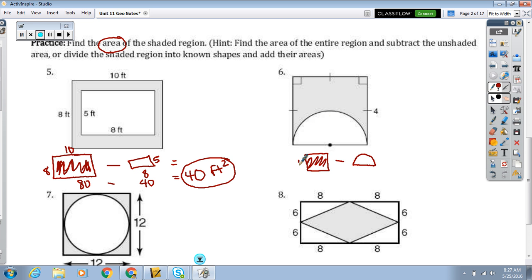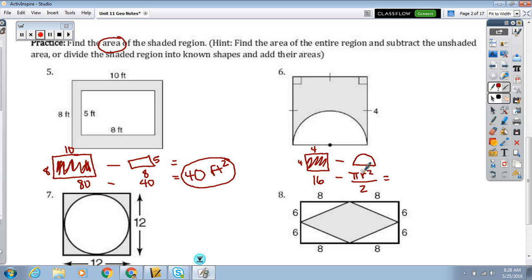So for my square, it's side times side, or side squared. So the outside shape has an area of 16. There aren't any units here, so it's okay to just put the number. Now, with the semicircle, you may want to write down the formula first. Pi r squared would be a whole entire circle, but I don't want a whole entire circle, I just want half of it. So I'm going to have to divide that pi r squared by 2.